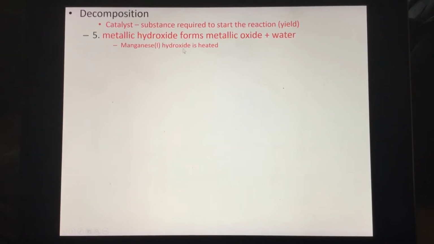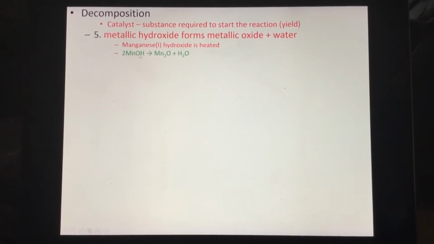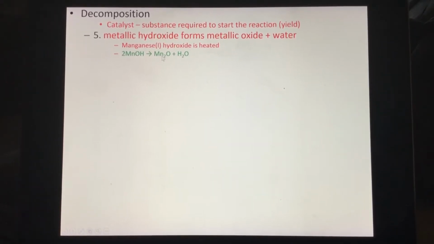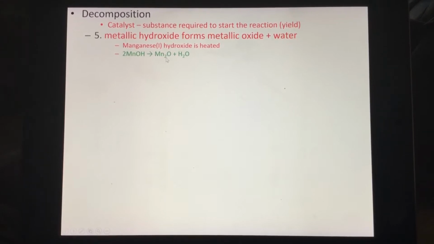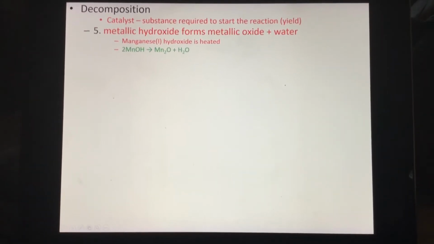So if we take the manganese hydroxide and write out that reaction, we end up with MnOH, since manganese is +1 from the Roman numeral and hydroxide is -1. And then it's going to break down into the metallic oxide. So again, we have to crisscross our charges, with manganese being +1 and oxygen being -2. That gives us Mn2O, and then water. And then to balance it, we put a 2 out in front here.